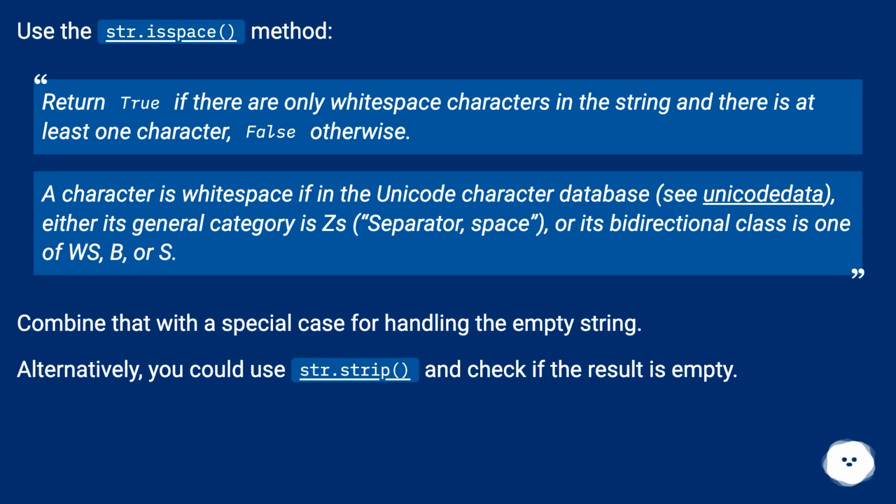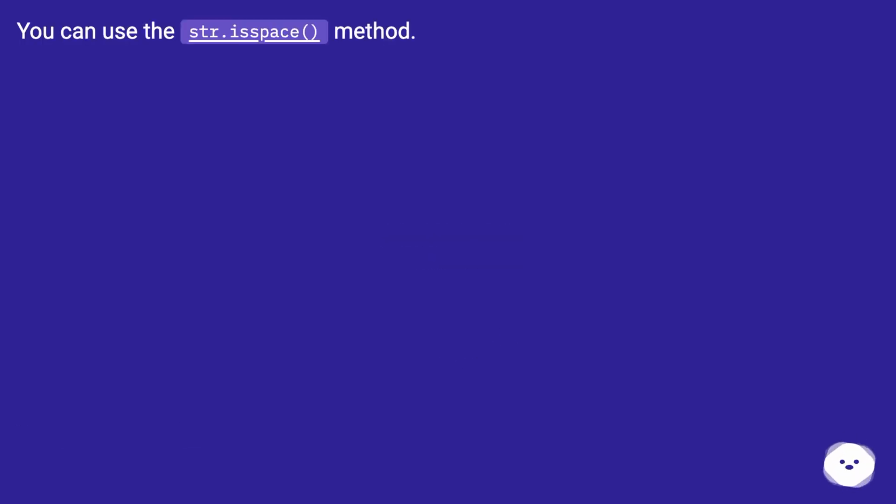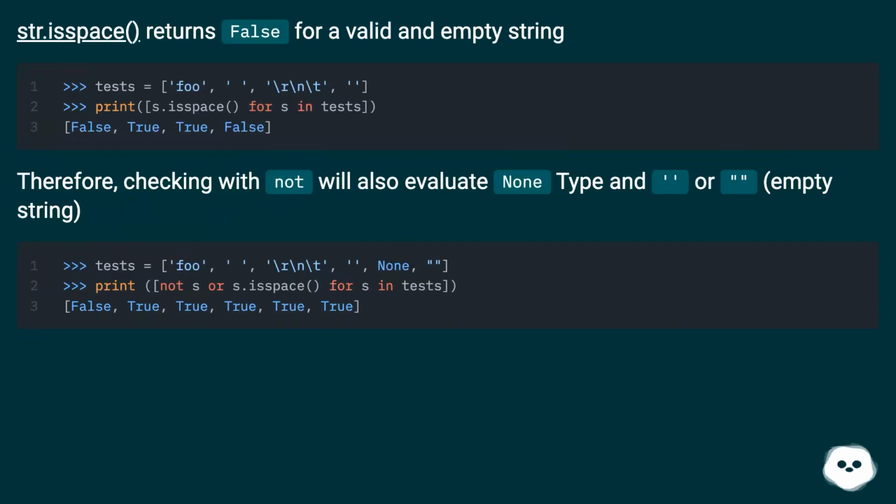Alternatively, you could use str.strip and check if the result is empty. You can use the str.isspace method. str.isspace returns false for a valid and empty string. Therefore, checking with not will also evaluate None type and/or empty string.